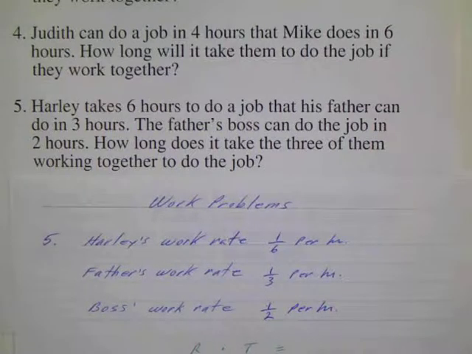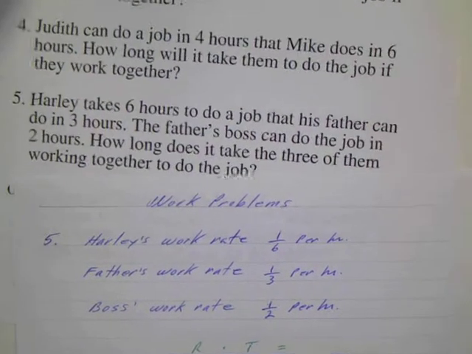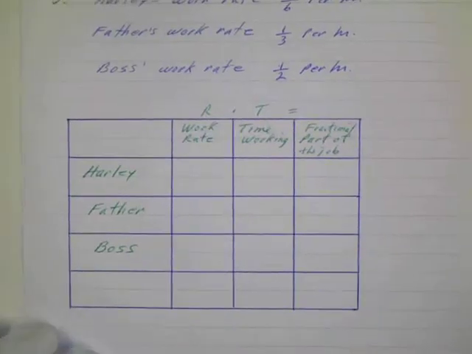How long does it take the 3 of them working together to do the job? So we're assuming that they're all starting at the same time, so they're all going to work the same amount. So the time they're working will be X. So we put our rates in.